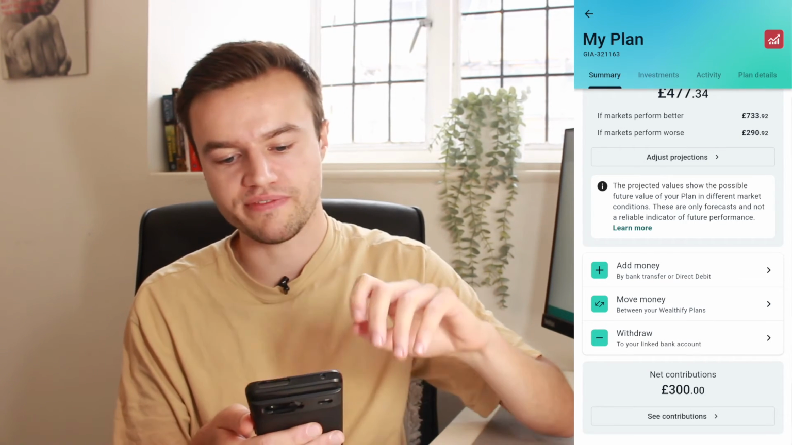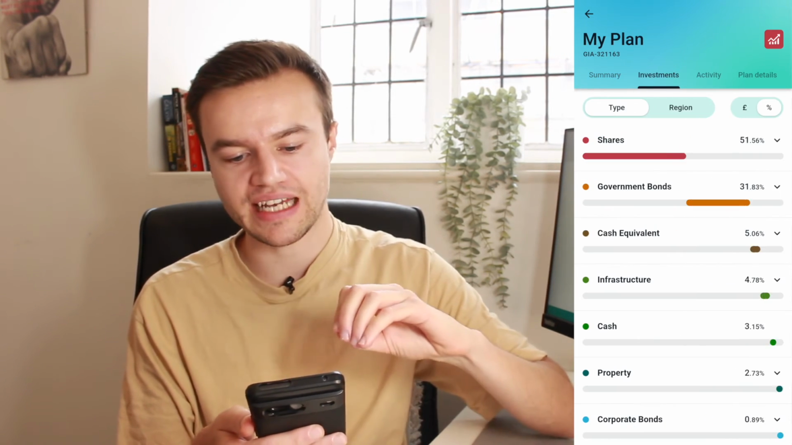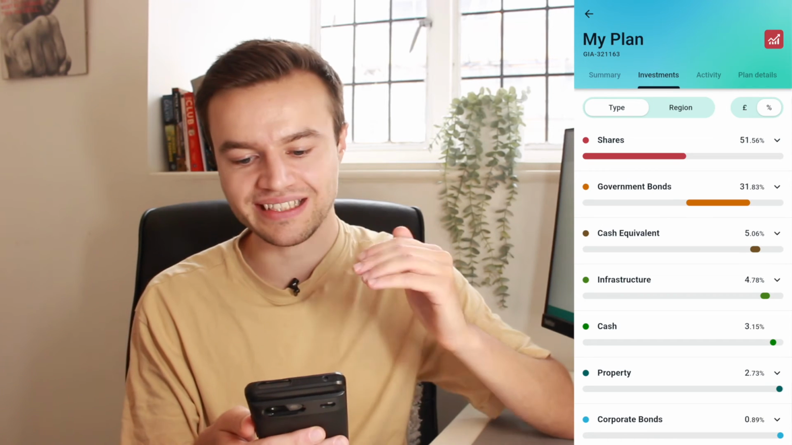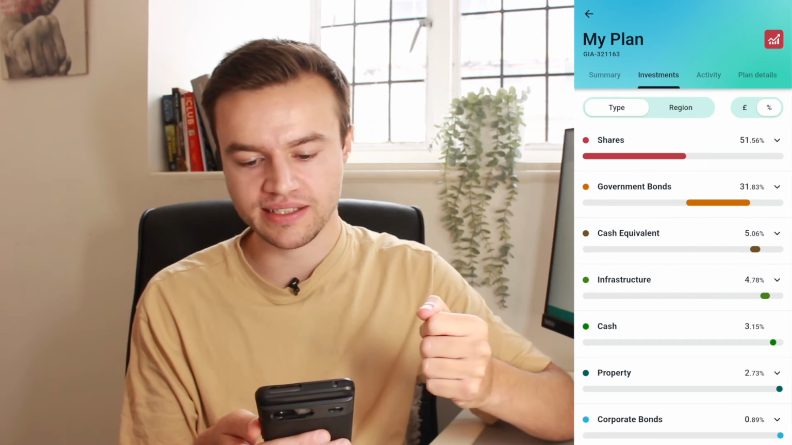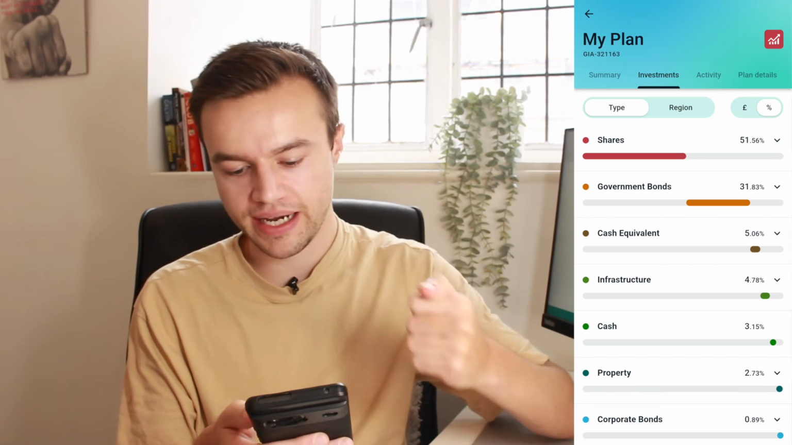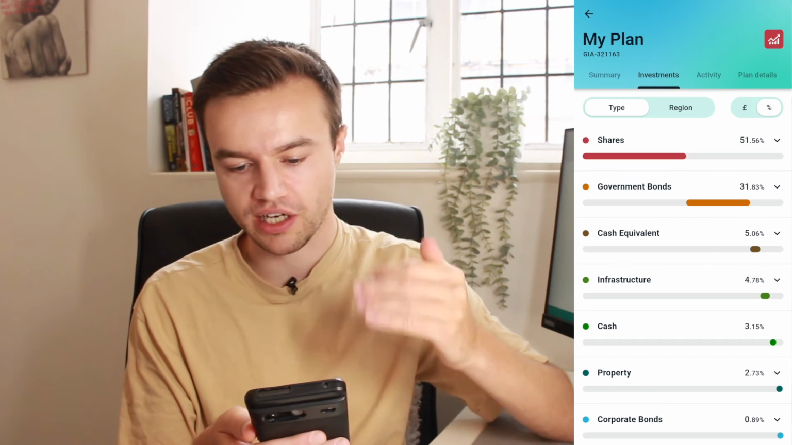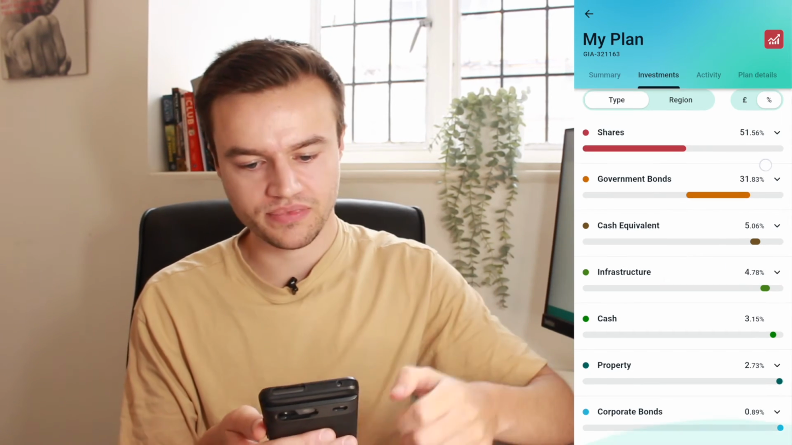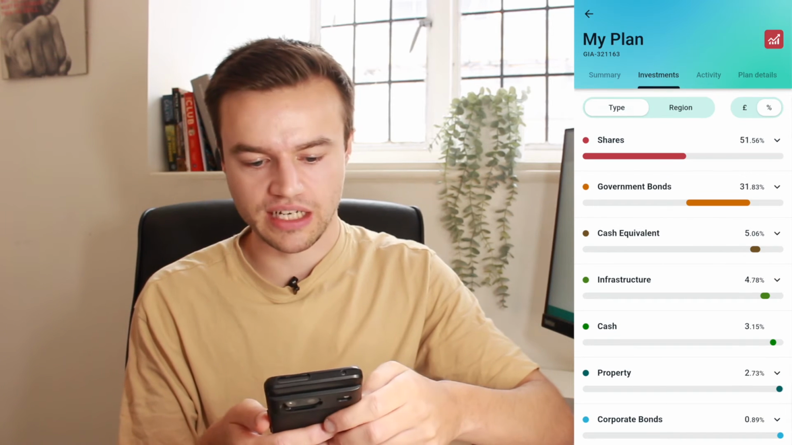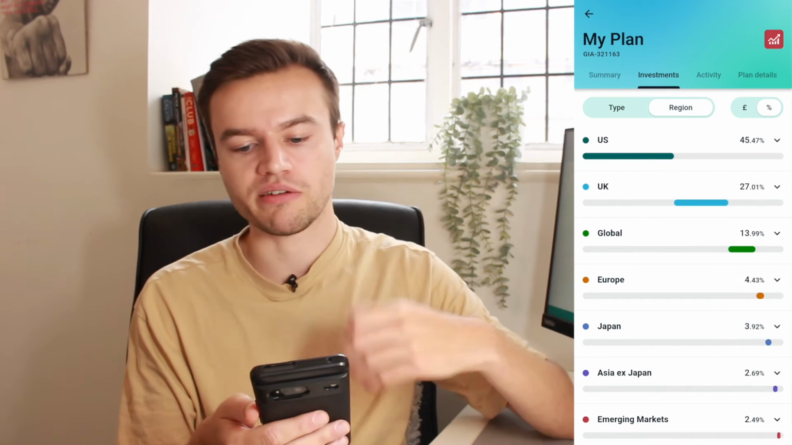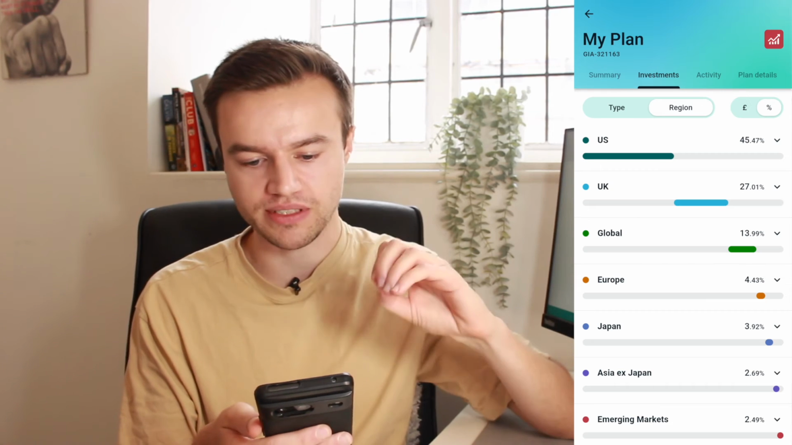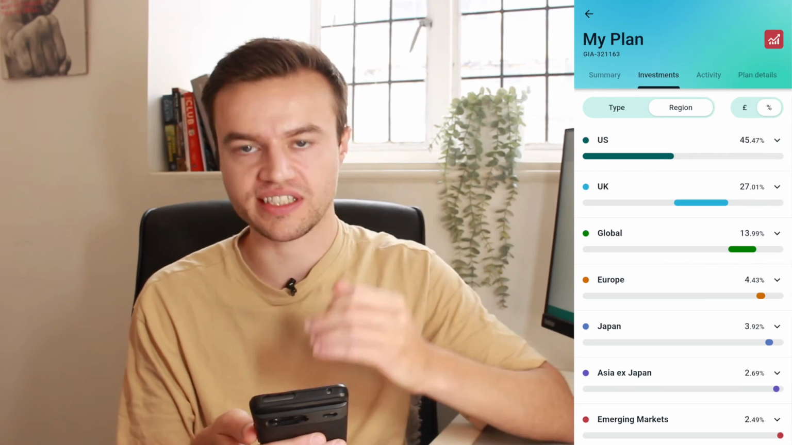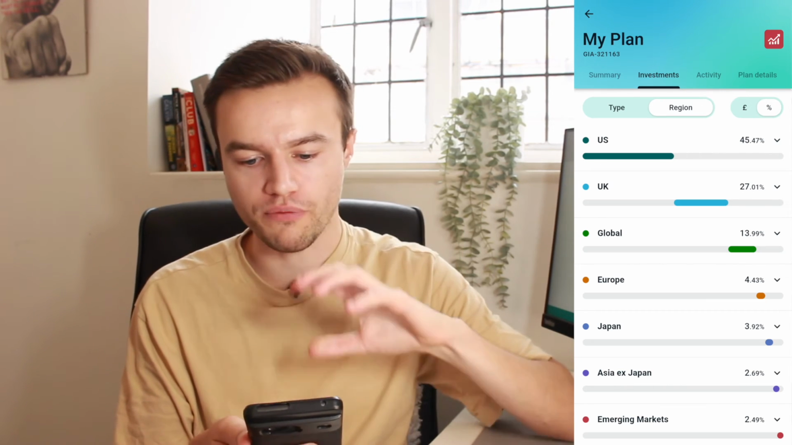If we switch tabs to investments, I get a high level breakdown of my investments by asset type, and we can see over 50% of my portfolio is made up of shares, and then we can see the remaining assets percentages below them. So this is a neat feature again. And we can also see the breakdown by region, and you can see over 45% is made up of US investments. So again, this is quite a neat feature to see the analytics, the breakdown of the portfolio.